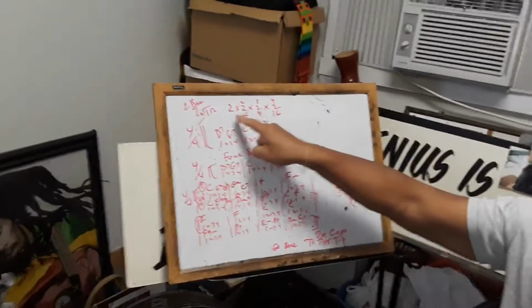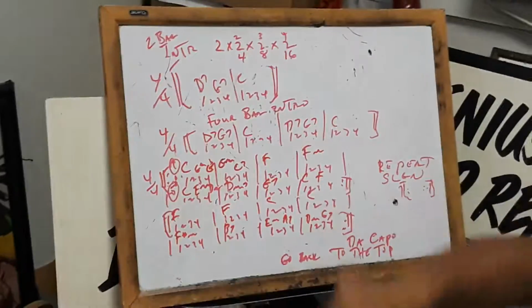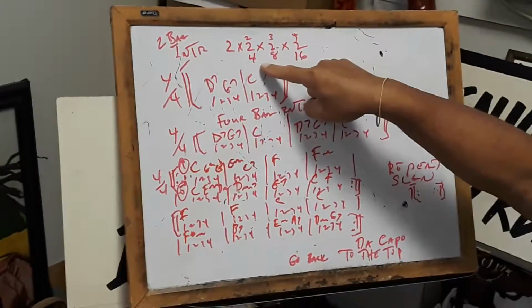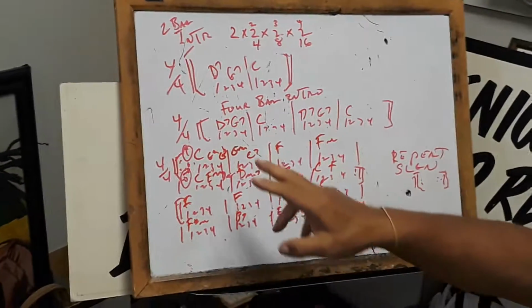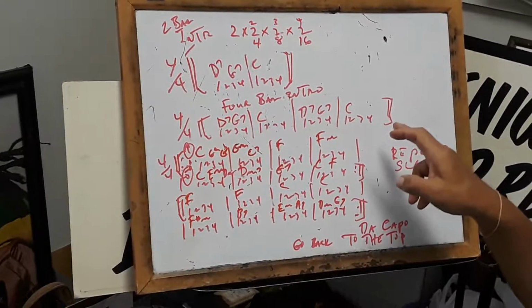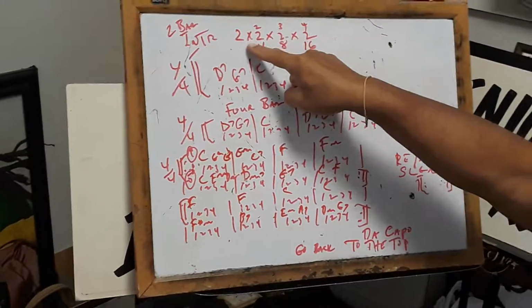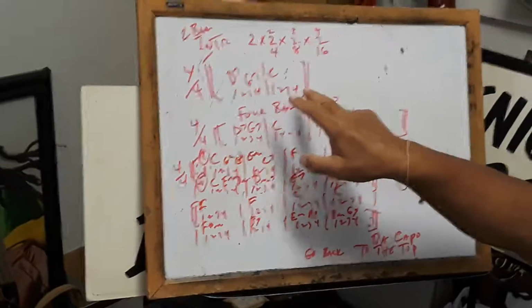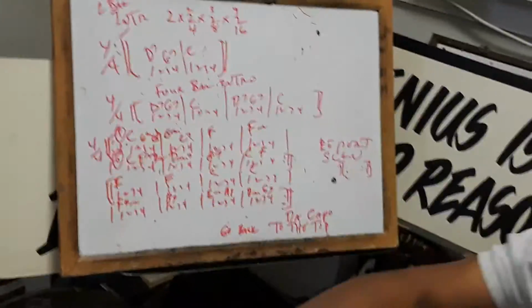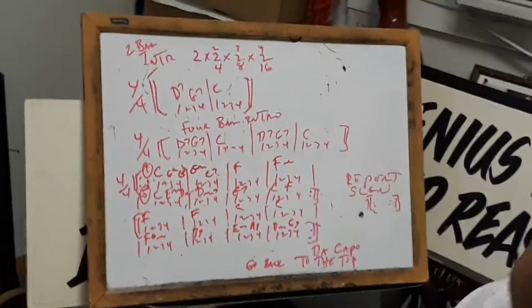Okay, the next thing here, I'd like to make a correction on this one. 2 times 2 is 2 squared. That's 4, so that is equivalent to 4 bars. The number 2 here is equivalent to just a 2-bar intro right here. So the 2-bar intro would be D7, G7, C.